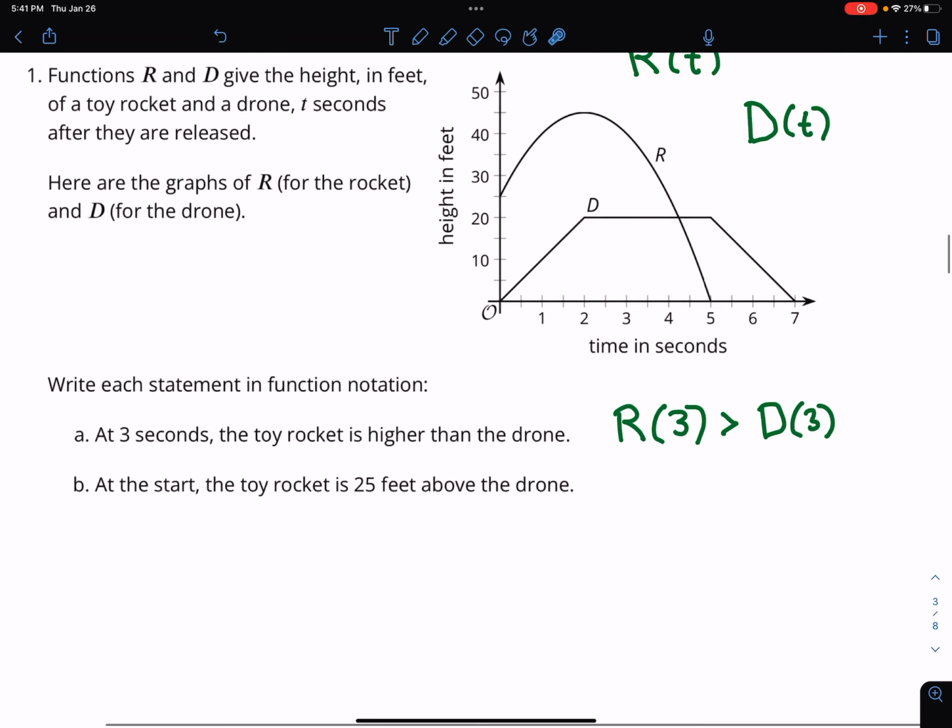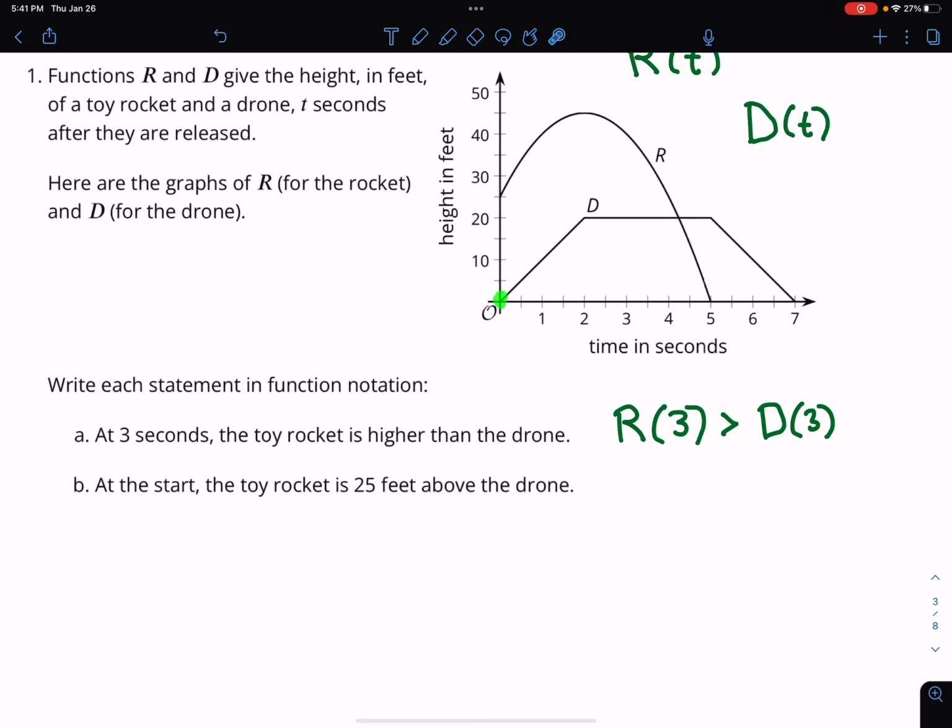Now, how about B? It says, at the start, the toy rocket is 25 feet above the drone. So you know what they're talking about? What's at the start? After 0 seconds, we got our vertical intercepts here. Here's where we're beginning. 0 seconds have passed. So apparently this rocket was launched from an initial height of about 25 feet. Maybe it was up on the rooftop or the side of some hill, but they launched it from 25 feet up somehow. And the drone, its vertical intercept was at 0.